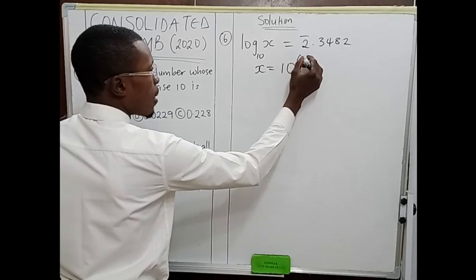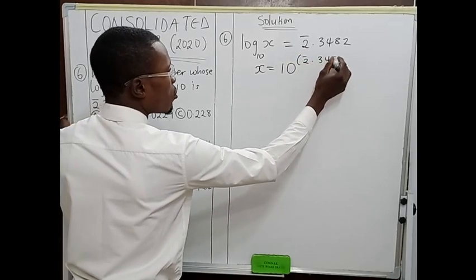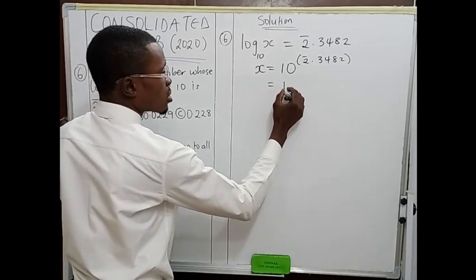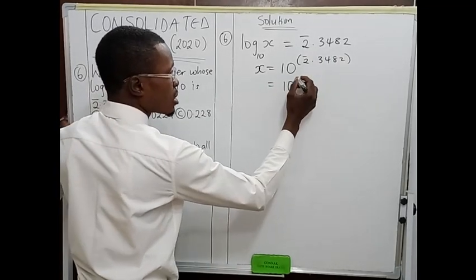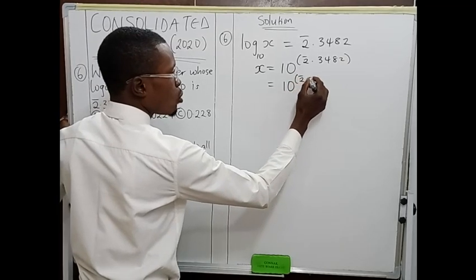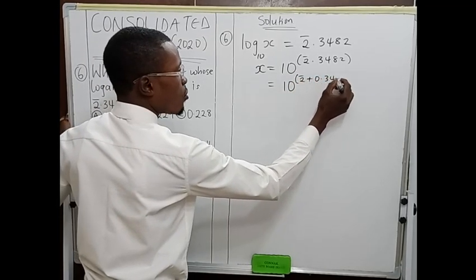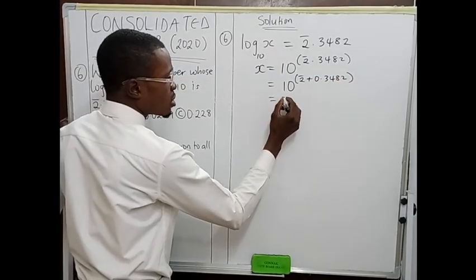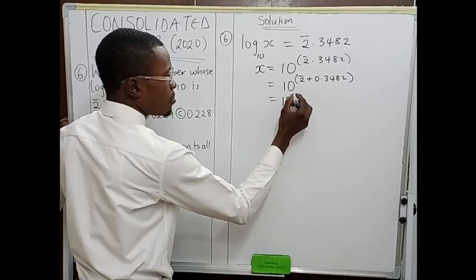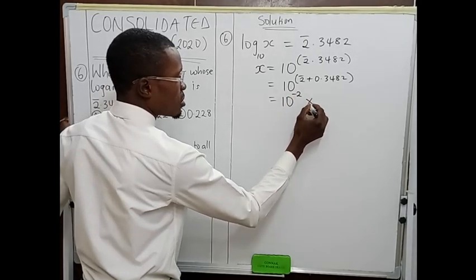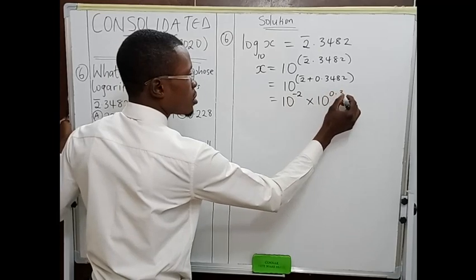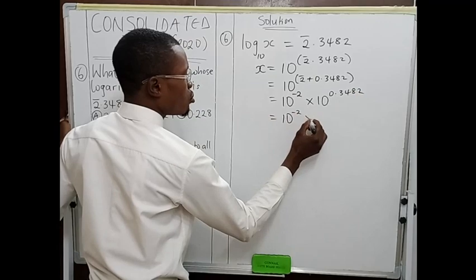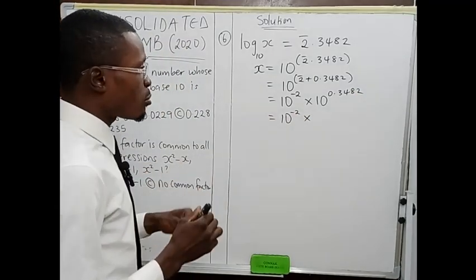10 to the power of bar 2.3482. We compute this and we have our answer. This equals 10 to the power of, by law of indices, bar 2 plus 0.3482. By law of indices, this is 10 to the power of minus 2 times 10 to the power of 0.3482.